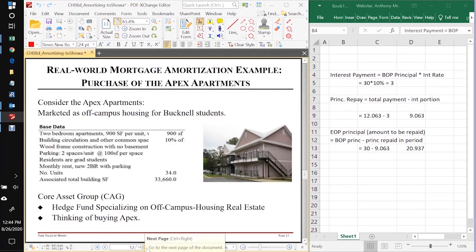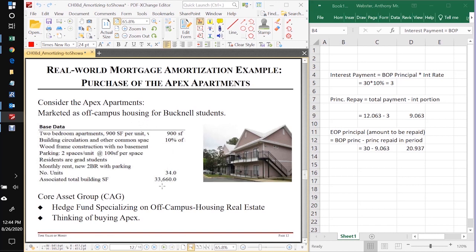All right, now let's look at a real world example. Potential purchase of the Apex apartments. So this is abstracted from a real project by some hedge fund friends of mine who specialize in purchasing, managing, and hopefully making a lot of money from off-campus student housing at various universities in the Middle East region of the country. So not quite as far out as Miami University.